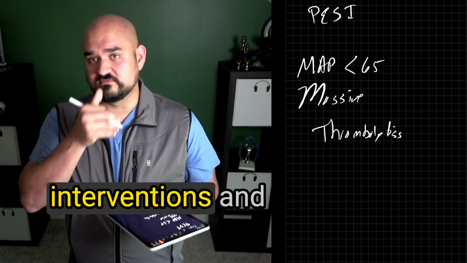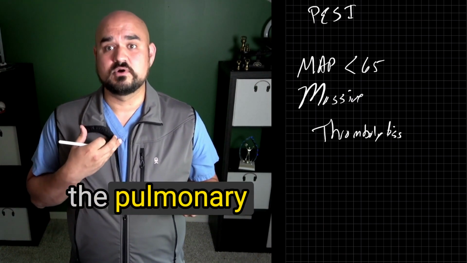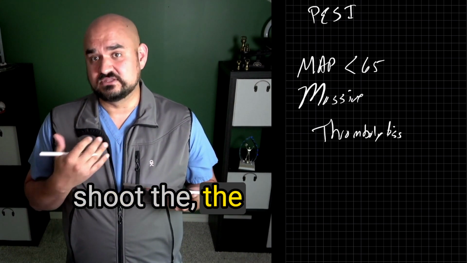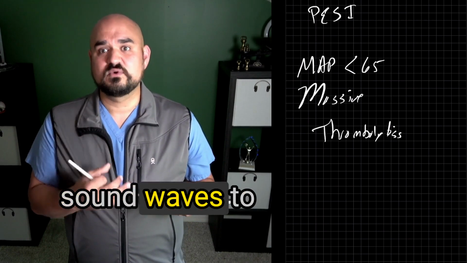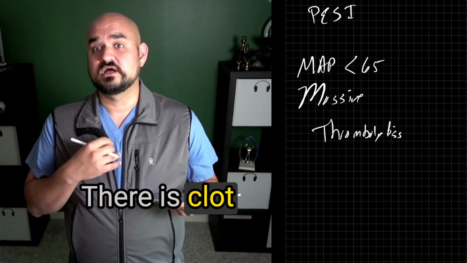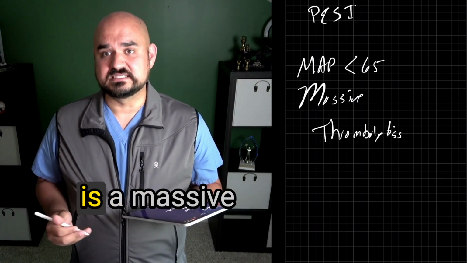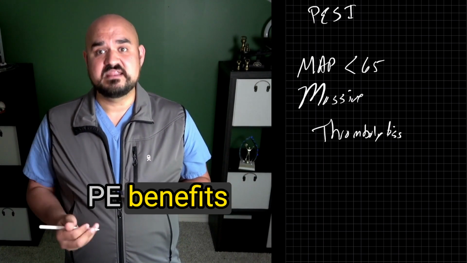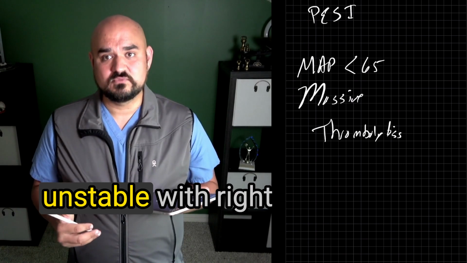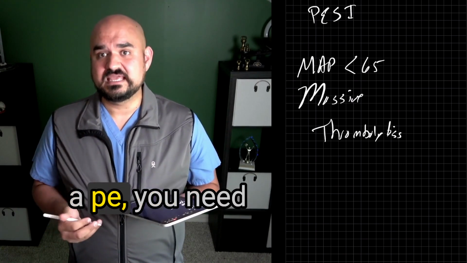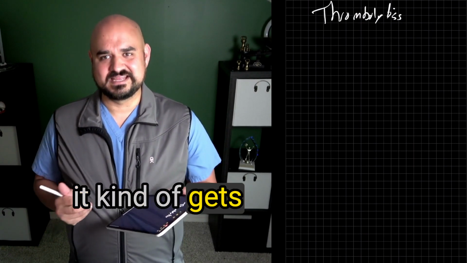There are a lot of new interventions and therapies for PE. There's catheter-directed thrombolytics, where they put a catheter into the pulmonary arteries and shoot the thrombolytics directly on them. There is a therapy where they go into the pulmonary artery and use sound waves to break up the clot. There is clot retrieval, where they can go in and pull out clots. But right now, the clear evidence is a massive PE benefits from systemic thrombolysis. So if you have a patient that's hemodynamically unstable with right heart strain from a PE, you need to give systemic thrombolytics.